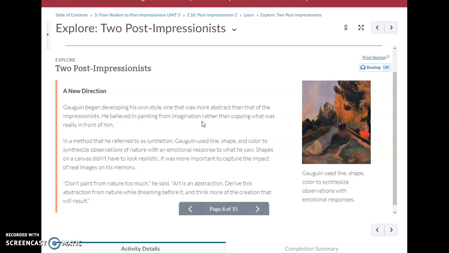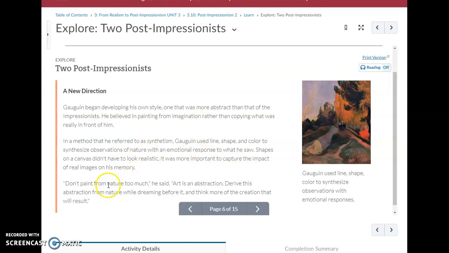In a method that he referred to as synthetism, Gauguin used line, shape, and color to synthesize, or bring together, observations of nature with an emotional response to what he saw. So he's trying to show you what he sees and how he feels at the same time. Shapes on a canvas didn't have to look realistic. It was more important to capture the impact of real images on his memory. So we don't have to create paintings that look really realistic, as if they're photographs. We need to create paintings that let people know how we feel about what we're seeing and what we're painting.